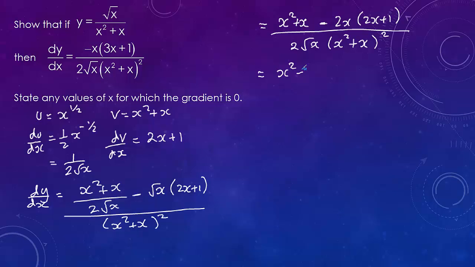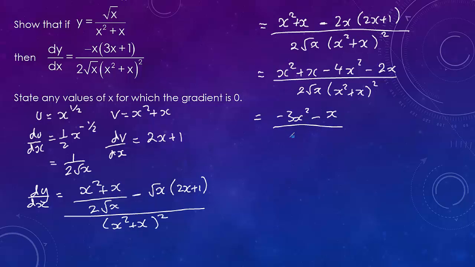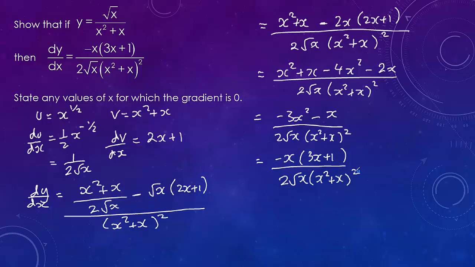So we have x squared plus x minus 4x squared minus 2x all over 2 root x, x squared plus x all squared. And that's going to give me minus 3x squared minus x over 2 root x, x squared plus x all squared. We can take out the minus x, and then we'd have 3x plus 1 over 2 root x, x squared plus x all squared, and that's the correct expression.